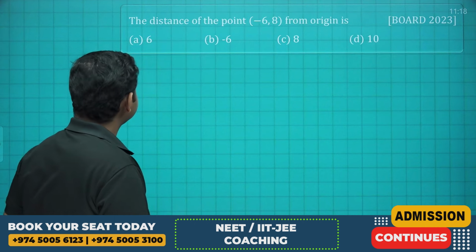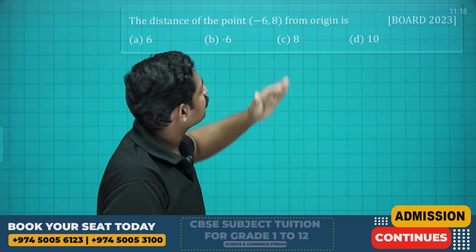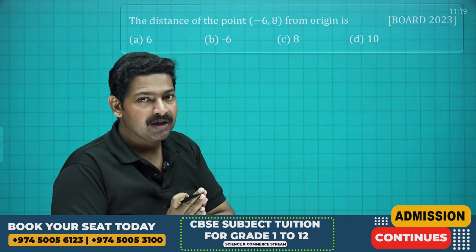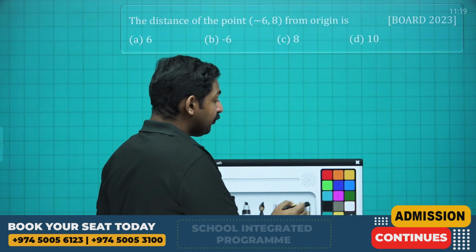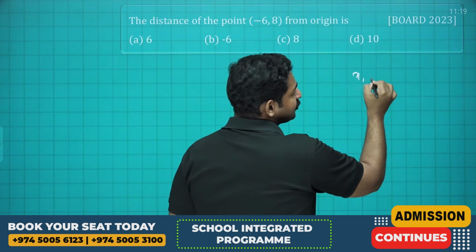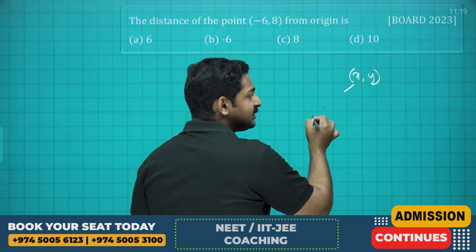Moving to the next one. See, again, the distance of the point (-6, 8) from the origin. This is distance from origin. So we are studying how to find out the distance of a point from the origin. Suppose (x, y) is a point, and we need to find its distance from the origin.